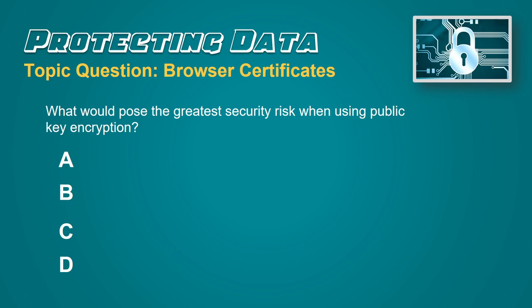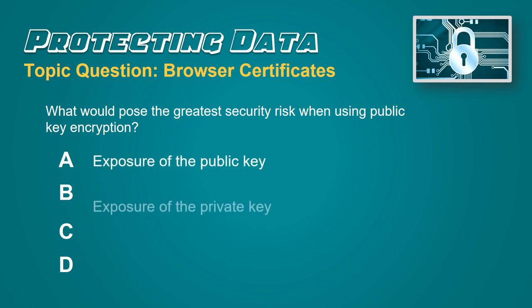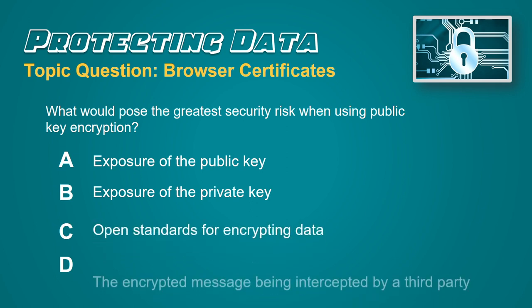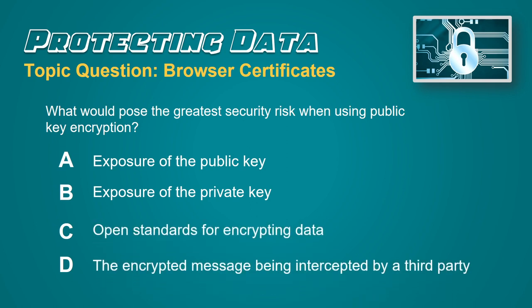All right, so what would pose the greatest security risk when using public key encryption? Exposure of the public key. Exposure of the private key. Open standards for encrypting data. Or encrypted message being intercepted by a third party. Well, the point of encryption is that we don't care if someone intercepts our message because they can't read it. Only if they have the key.